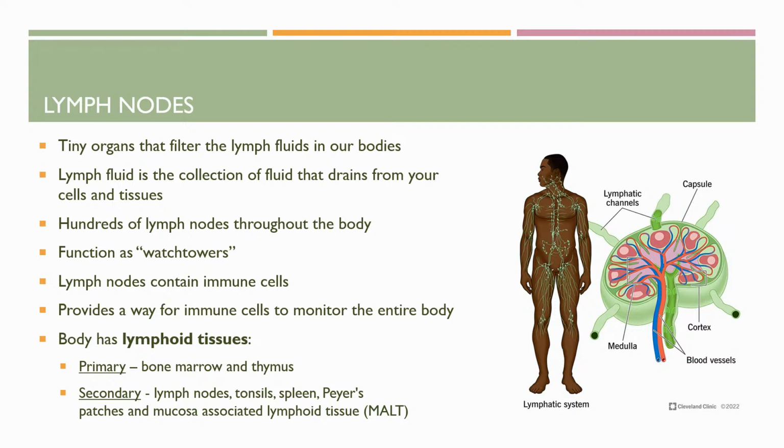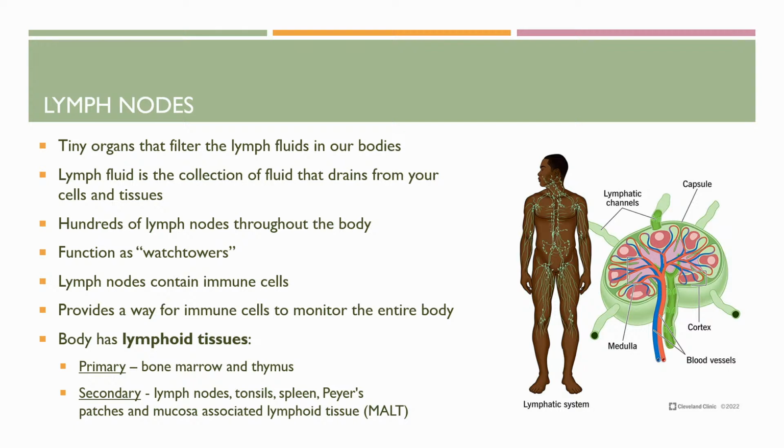And so lymph nodes are tiny organs that filter lymph fluids in our bodies. Lymph fluid is the collection of fluid that drains from your cells and tissues, and there are hundreds of lymph nodes throughout the body. This picture just kind of gives me goosebumps, because literally everything is connected in your body through the lymph nodes. And so basically the lymph node functions as this watchtower, or this elevated observation point, and it's really like the headquarters for infection and recognizing it. And so it provides a way for the immune cells to monitor the entire body.